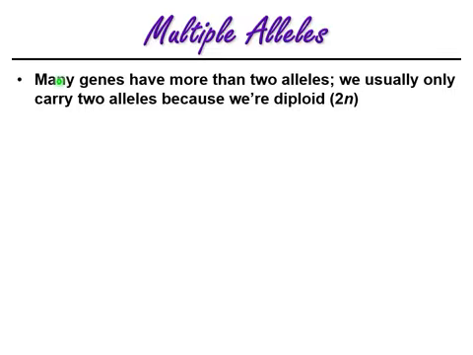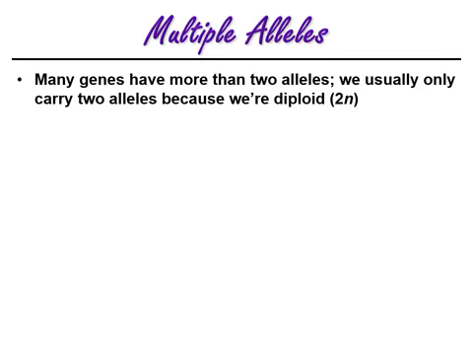Now, there are many genes, especially in human beings, that have more than two alleles. Like pea plants, we were limited to just two alleles. That was a very lucky thing for Mendel because it reduced the number of variables he had. But for us, there are lots of genes that have so many alleles. We don't even know how many alleles are out there for certain genes.